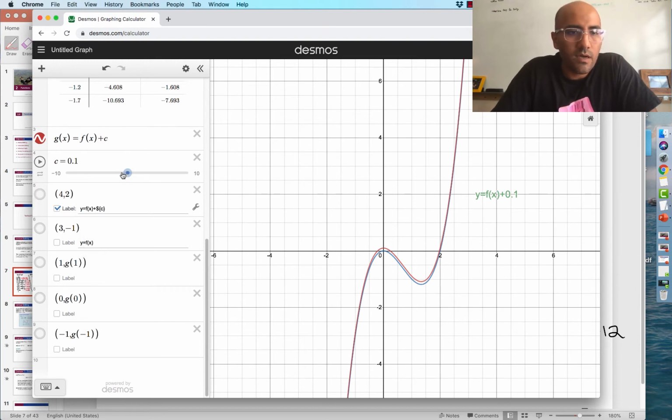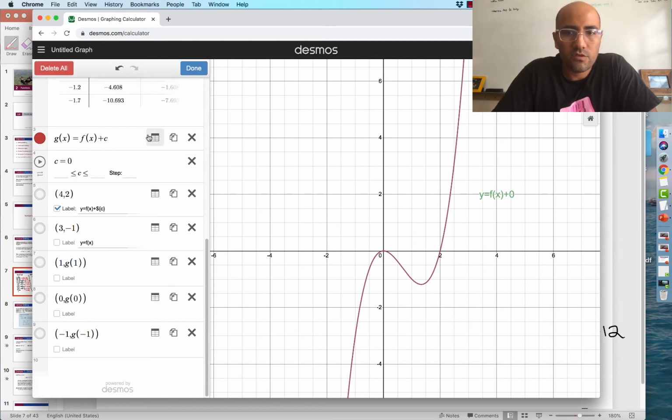Okay, so here is our value c, and it's equal to 0 there, so both graphs are the same. The red one is the f of x one. Let's change it to red and red.